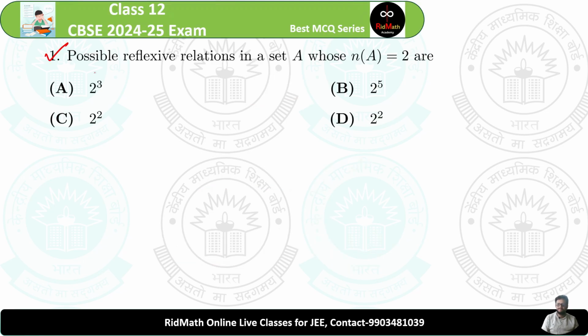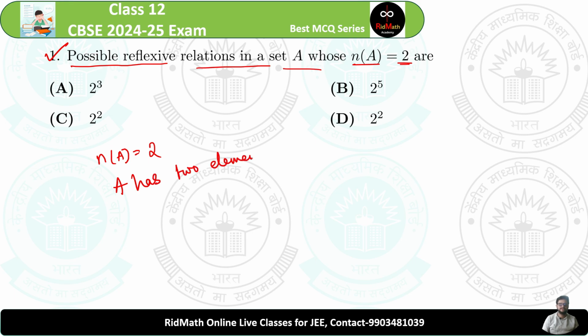Question number 1. Possible reflexive relations in a set A whose n of A equals 2. What is the meaning of n of A? n of A equal to 2 means A has 2 elements. Okay, so let us take A equal to {a, b}.